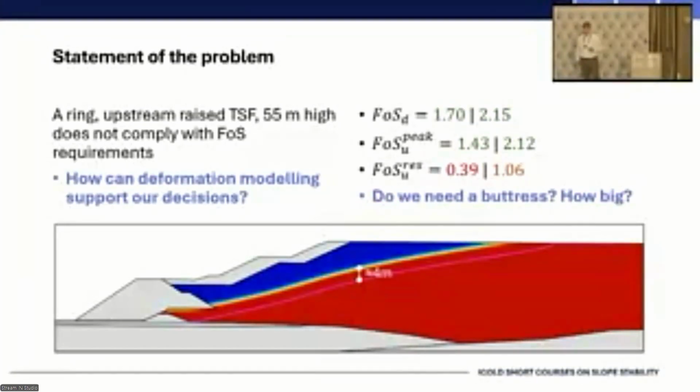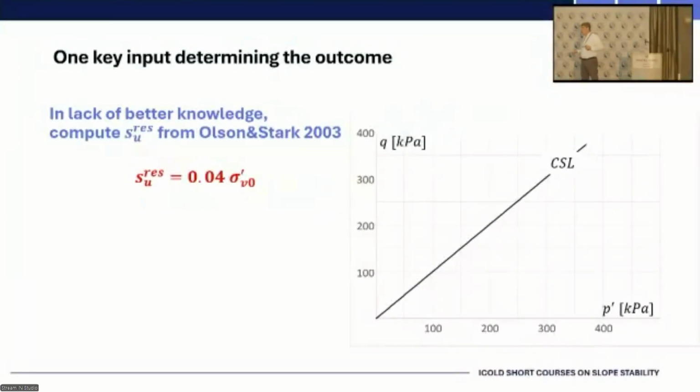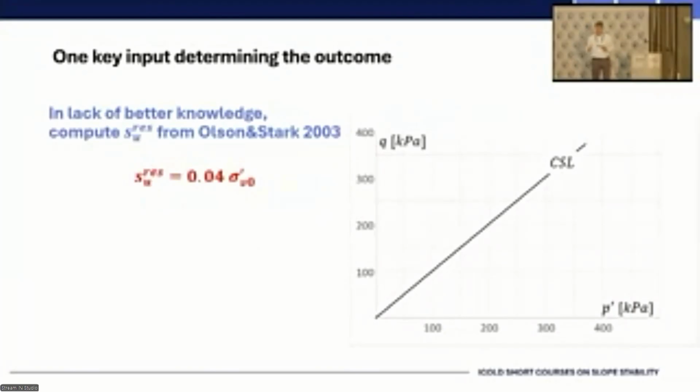Before we start, we need to understand that all the analysis, all the design, all the outcome, all the decision-making was driven by one key decision made early on in the process. It is, in the lack of better knowledge, to compute the residual undrained shear strength ratio using Olson and Stark 2003, which in this particular case resulted in a residual undrained shear strength of 0.04 times the vertical effective stress before the shearing is applied. Thus sigma prime V0.